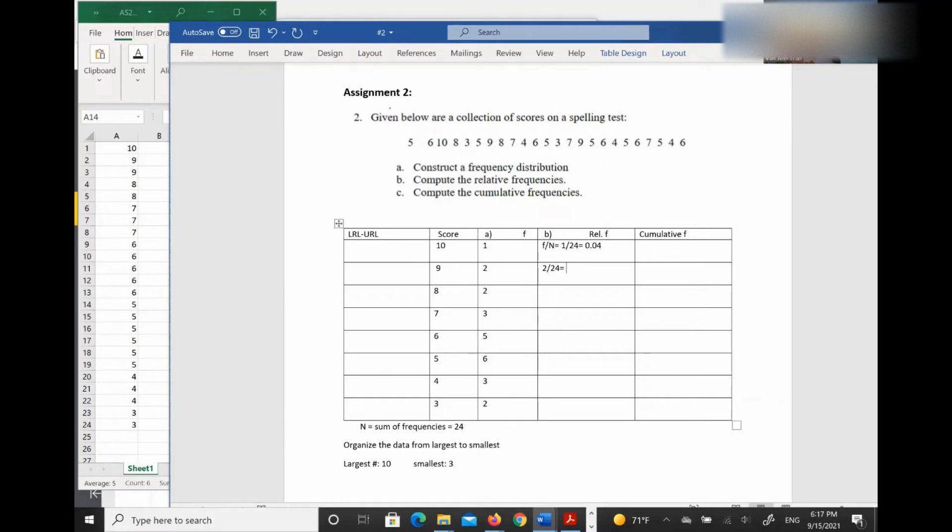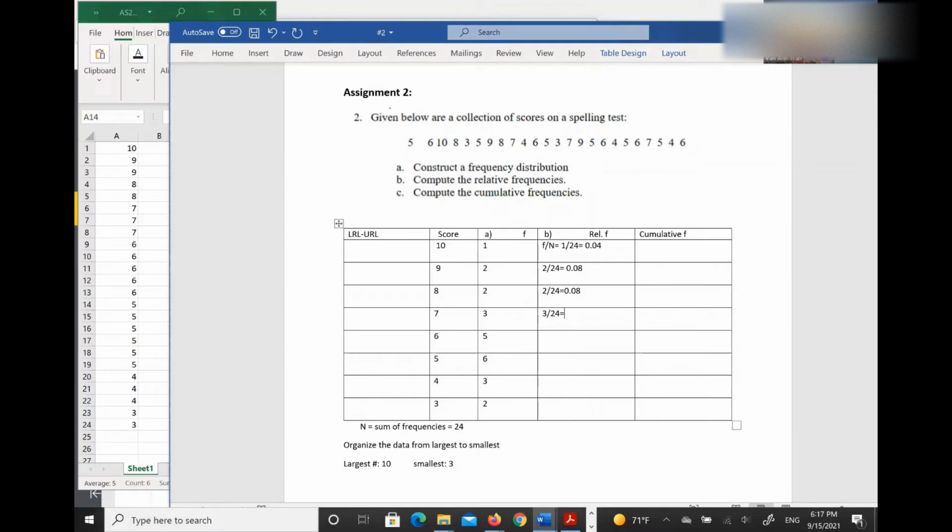What's your answer for the next one, everyone? And let's go fast because now you already know what to do. All right, the next one will be 2 divided by 24. What's the answer? It'll be really quick. The same as the previous one, right? 0.08. And then the next one will be 3, the frequency 3 divided by the sum.